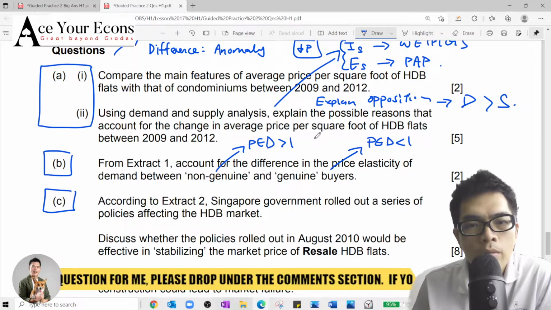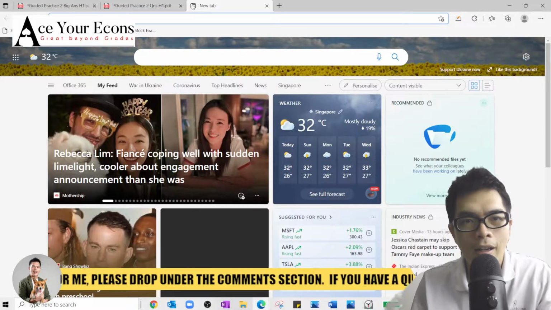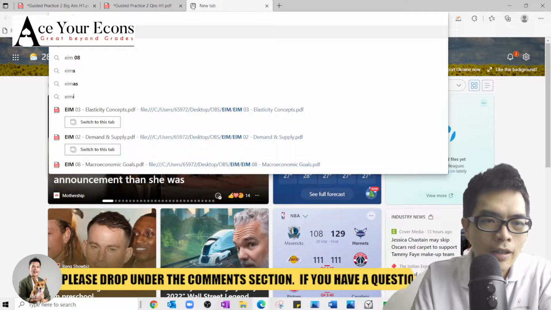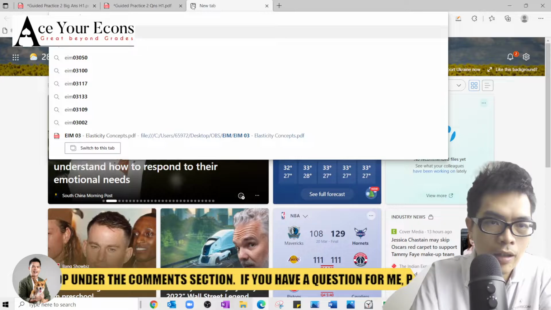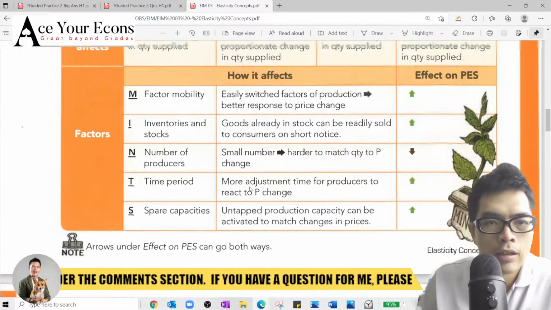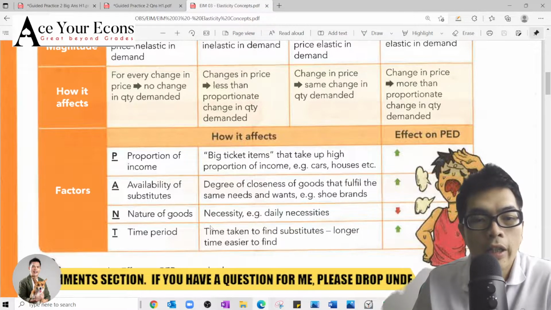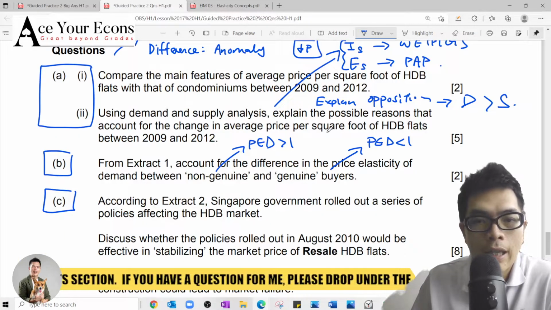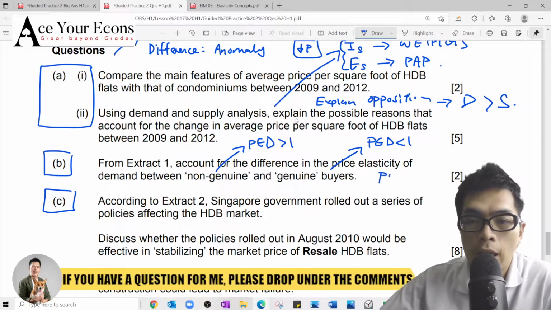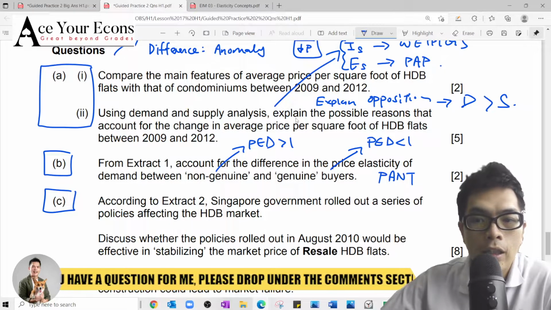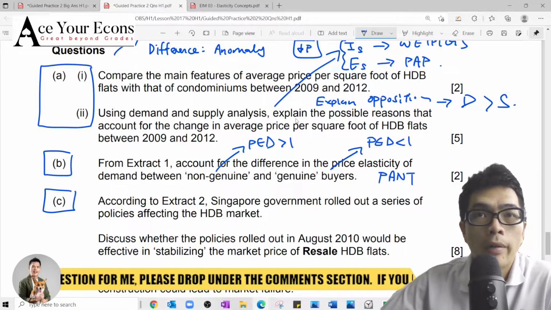Because the genuine buyers have a higher degree of necessity. Higher degree of necessity. Do y'all accept that? So this question, the concept that is tested is PED and determinants of PED. So you want to state a very clear-cut determinant, which is going to be stated in the question.